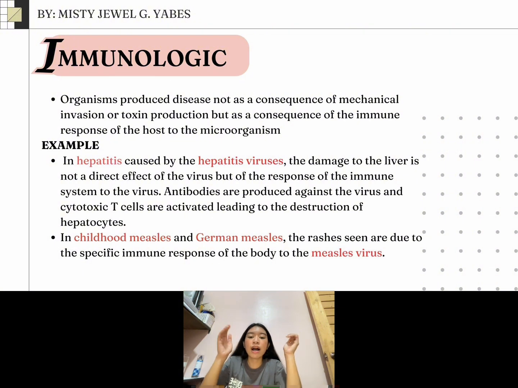So dito kasi, antibodies are produced against the virus and cytotoxic T cells are activated, leading to the destruction of hepatocytes. Okay? So yun yung nangyayari sa ating hepatitis. So next naman is yung ating childhood measles and German measles. So yung rashes na nakikita nyo sa mga measles na to are due to the specific immune response ng ating host cells sa ating measles viruses at hindi siya due sa mismong measles viruses.